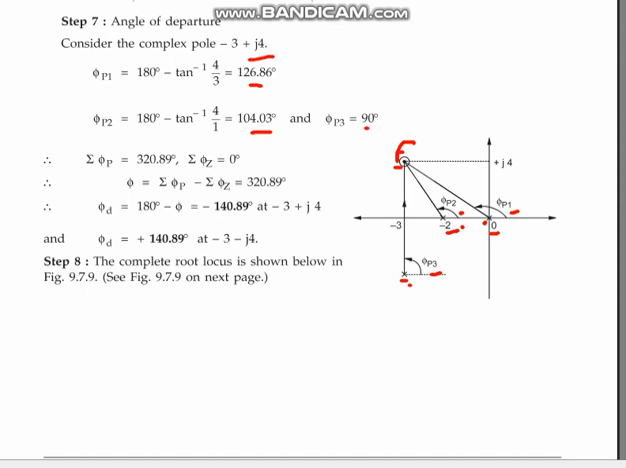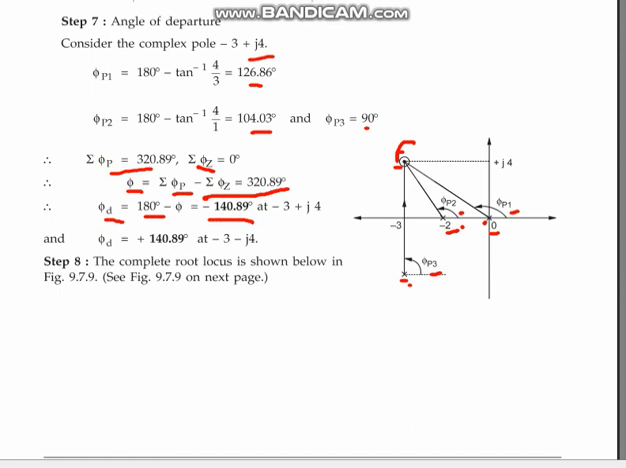We know the formula for the angle of departure is 180 degrees minus phi, where phi is summation phi p minus summation phi z. Summation phi p is the sum of all these angles, which is 320.89 degrees. Summation phi z is 0 degrees. If you substitute into 180 degrees minus phi, with phi equal to 320.89 degrees, we get minus 140.89 degrees.